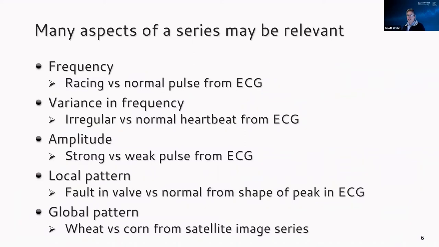Now, one of the fascinating things about time series classification is that there are hugely differing aspects of a series that may potentially be relevant to classification. To take a couple of examples from ECG, so monitoring a person's heart, if you want to determine whether somebody's heart is racing or they have a normal pulse, then it's the frequency of the signal that is relevant. If you want to work out whether their heartbeat is irregular as opposed to regular, then it's the variance in the frequency that matters. If you want to work out whether their pulse is strong or weak, then it's the amplitude.